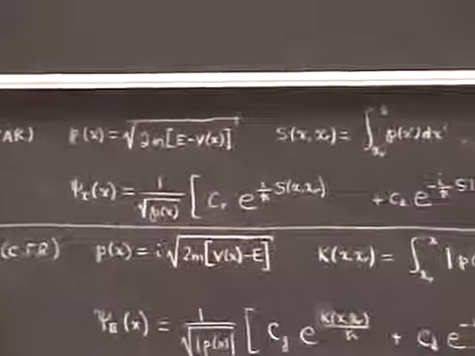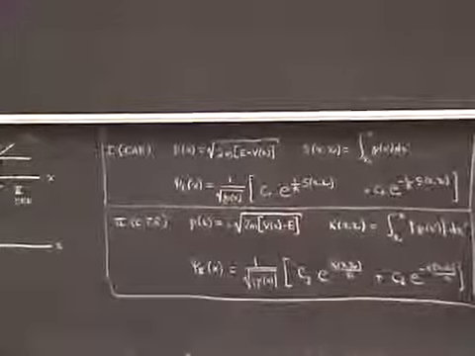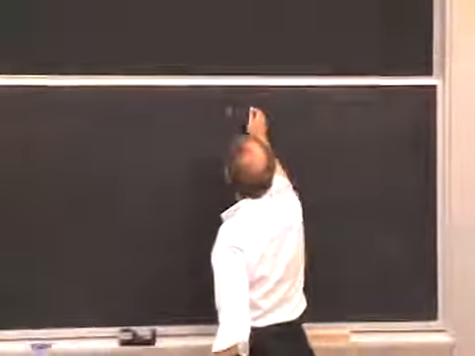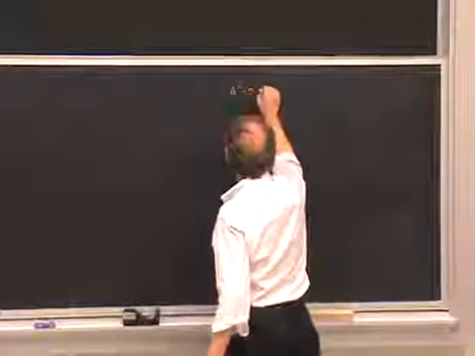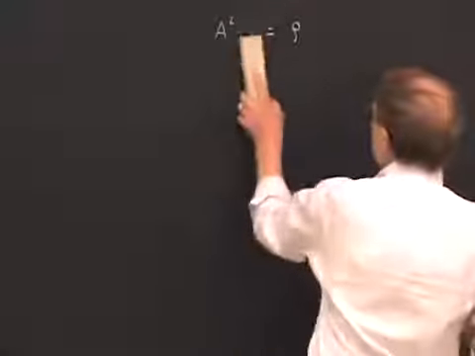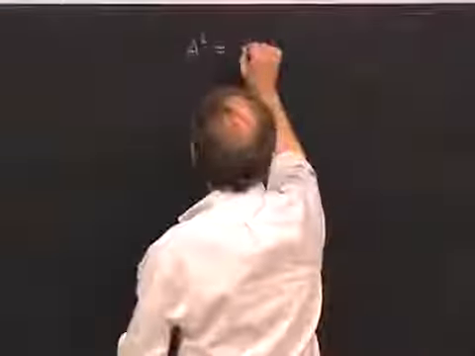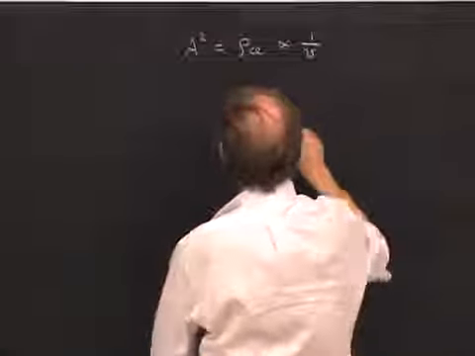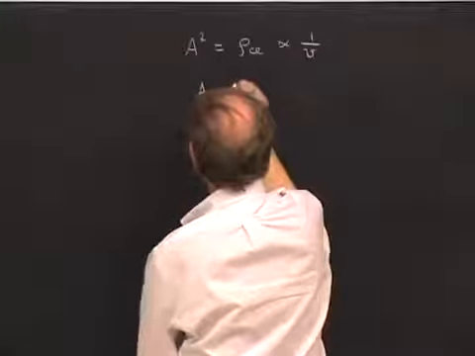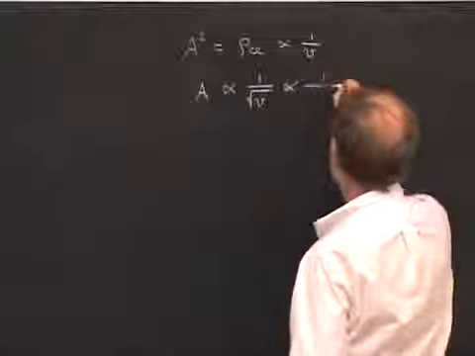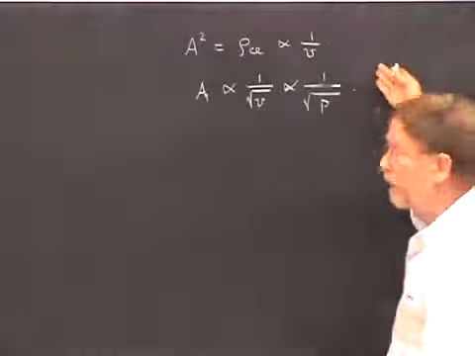Let me elaborate on that breakdown near the turning point just a little bit. I'll cover this up and we'll bring it back again. As you'll recall, the amplitude squared times the velocity is the same as the classical probability density, which is proportional to 1 over the velocity v. This gives the amplitude is proportional to 1 over the square root of the velocity, which is proportional to 1 over the square root of the momentum, which is how it's appearing in our formulas.